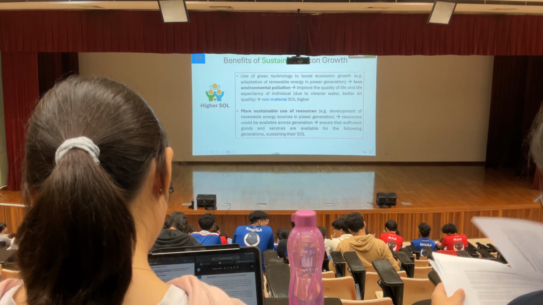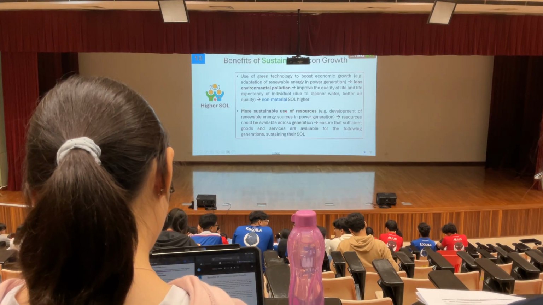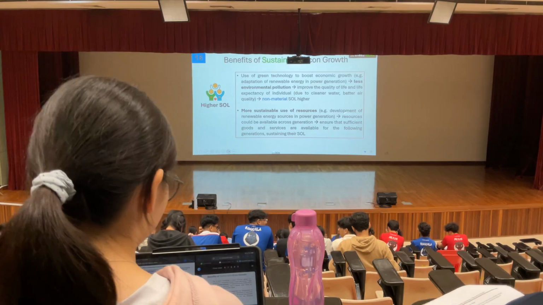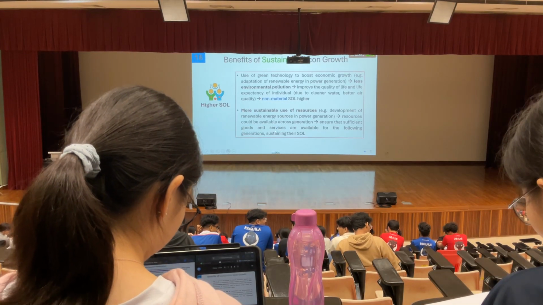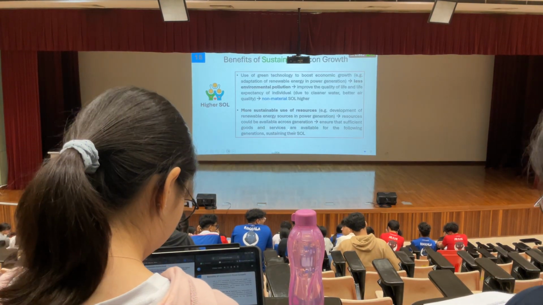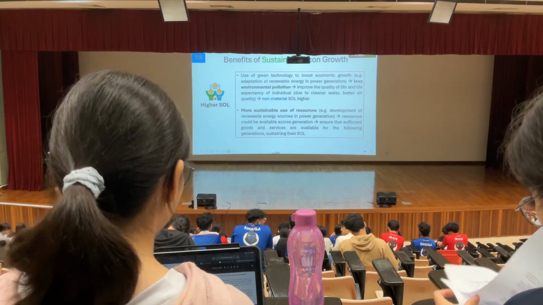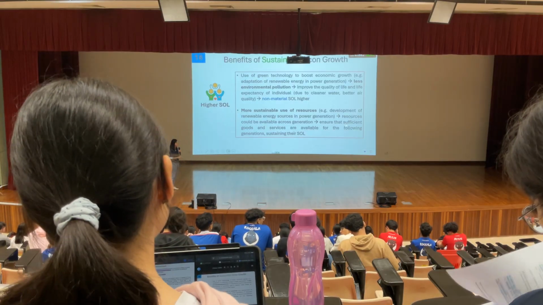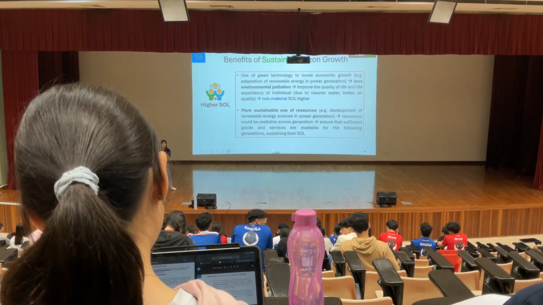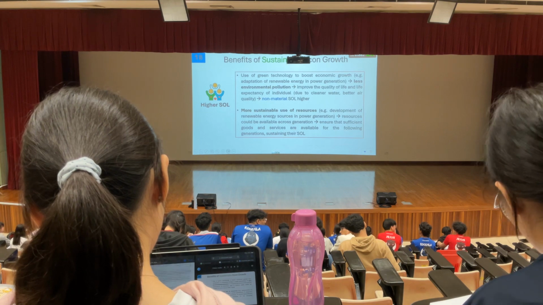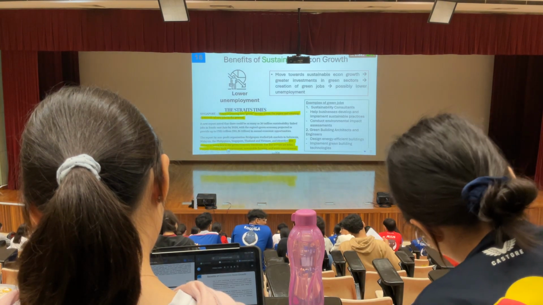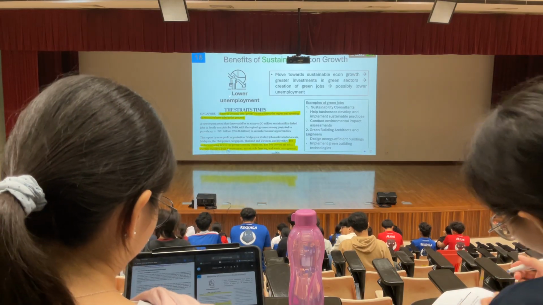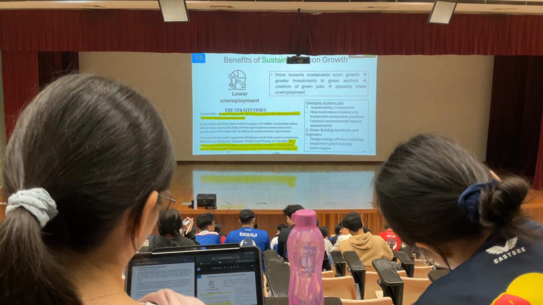Next, when you achieve sustainable growth, it also means that there's more sustainable use of your resources, so that you can make sure you have sufficient resources available for your future generations. And when you have sufficient resources for them, you will ensure there will be sufficient goods and services available for your future generations. You can sustain their standards of living in the future. Okay? Now, achieving sustainable growth can also achieve a lower unemployment in the country.